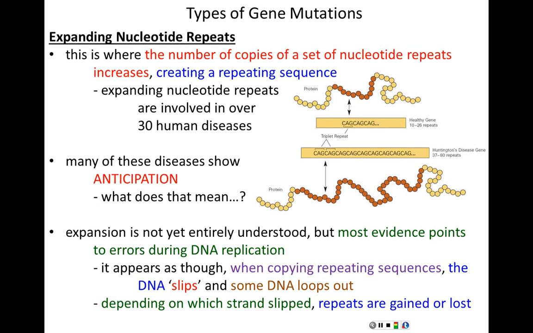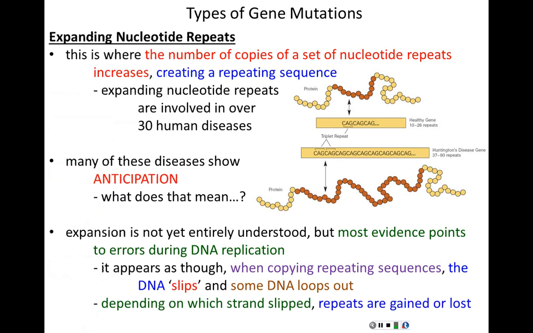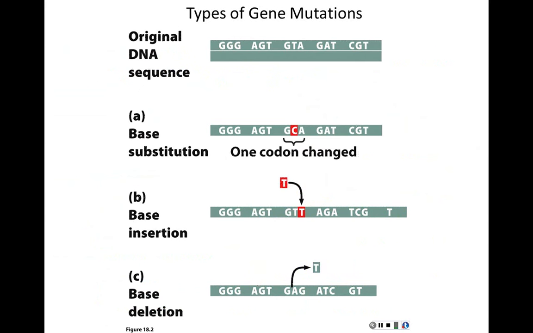And then you can imagine on the same figure that if it was the template green strand that did this slipping and looping out instead of the brown strand, then we would lose repeats instead of gain them, and indeed we do see mutations where repeats are lost.